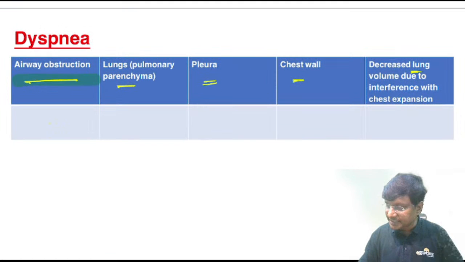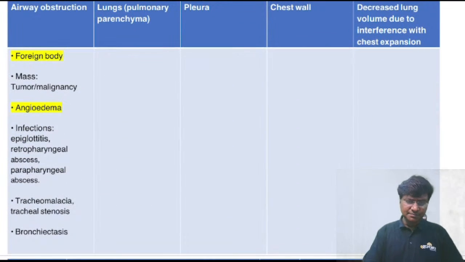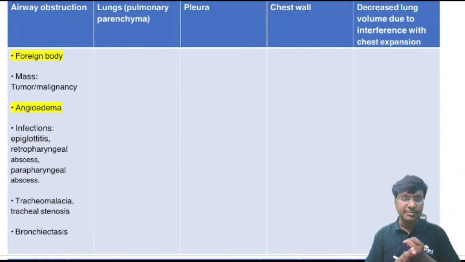Let me first tell you about airway obstruction causing dyspnea. The causes include foreign body, tumor or malignancy in the airway, angioedema, infections, tracheomalacia, tracheal stenosis and bronchiectasis. But out of these, the two conditions which present with sudden onset dyspnea are foreign body aspiration into the airway and angioedema. These are the two important conditions of airway obstruction presenting with sudden onset dyspnea. I will discuss both of them.